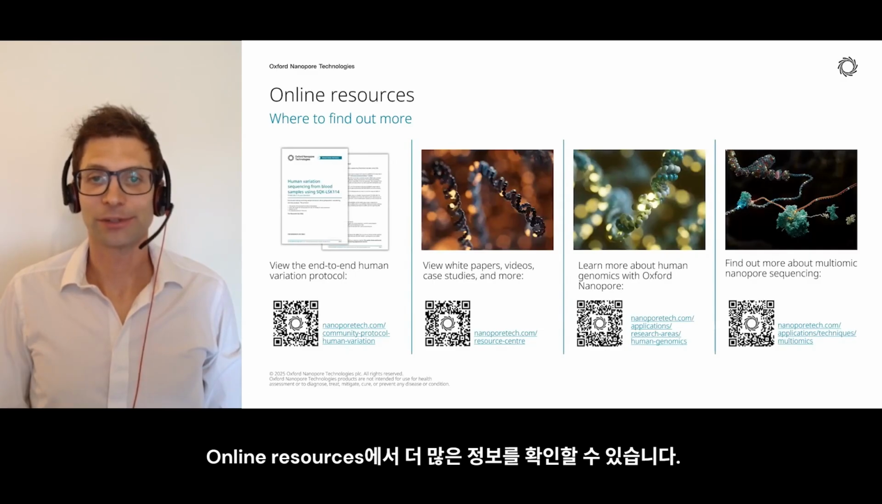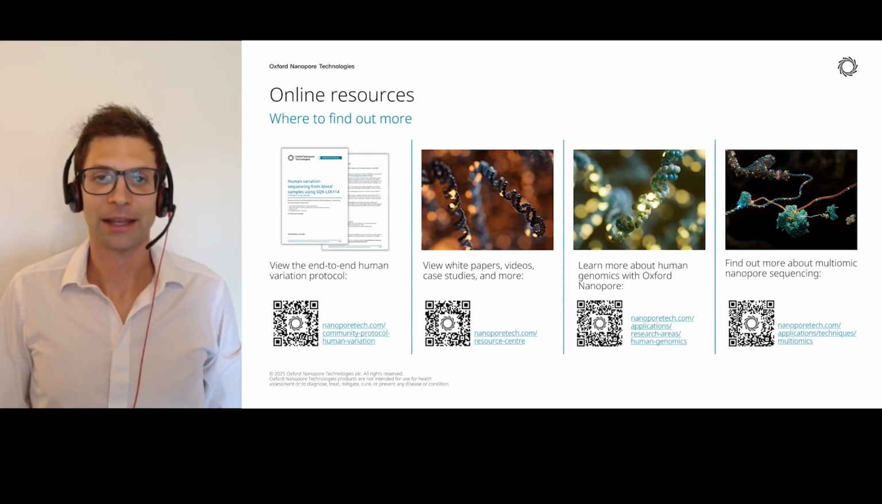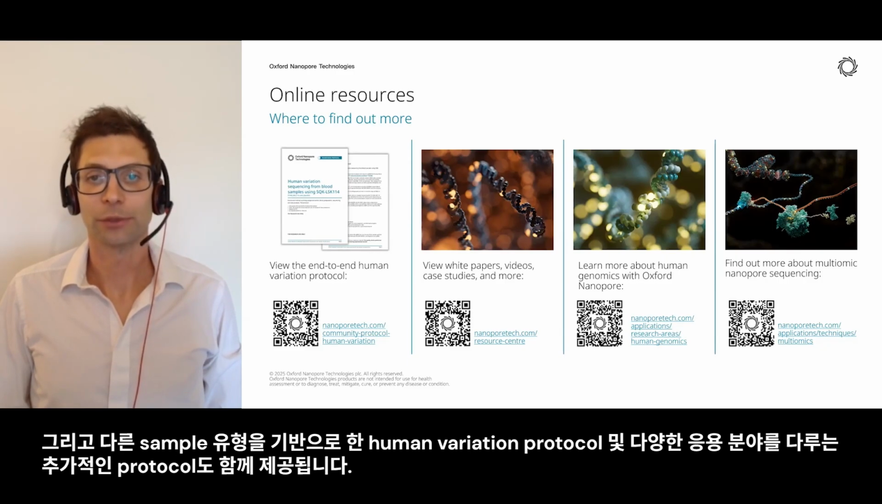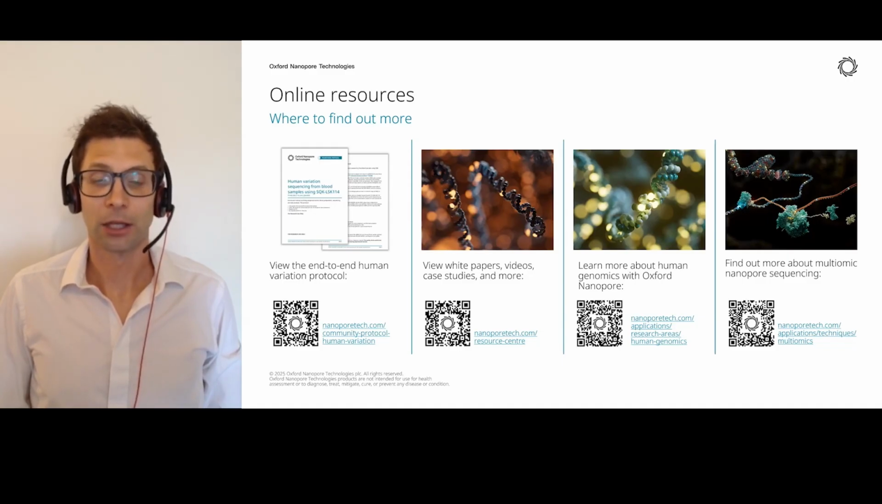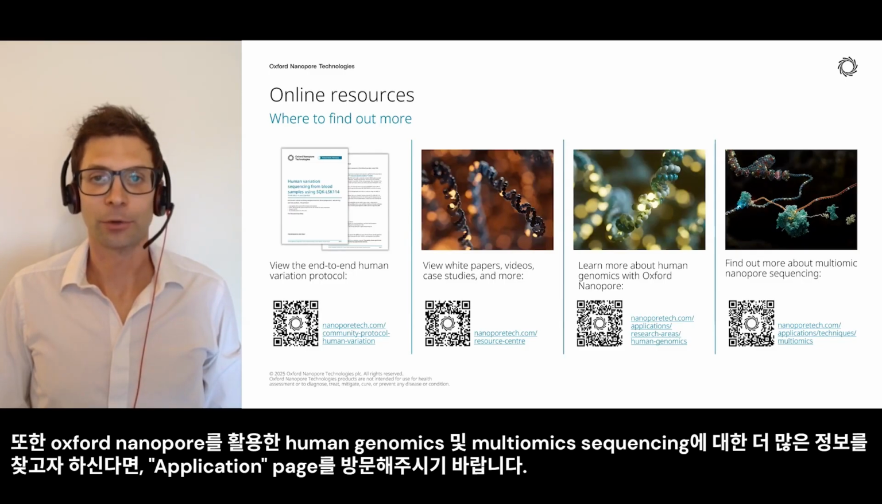Here are some online resources where you can find out more. Take a look by scanning the QR codes. The end-to-end human variation sequencing protocol we focus on today can be found in the documentation section of our website, along with human variation protocols starting from other sample types, and further protocols covering a wide range of other applications. To view white papers, testimonials, videos, case studies, and more on the topic of human genomics, take a look at our resource center. And for more information on human genomics and multi-omics sequencing with Oxford Nanopore, visit our application pages.